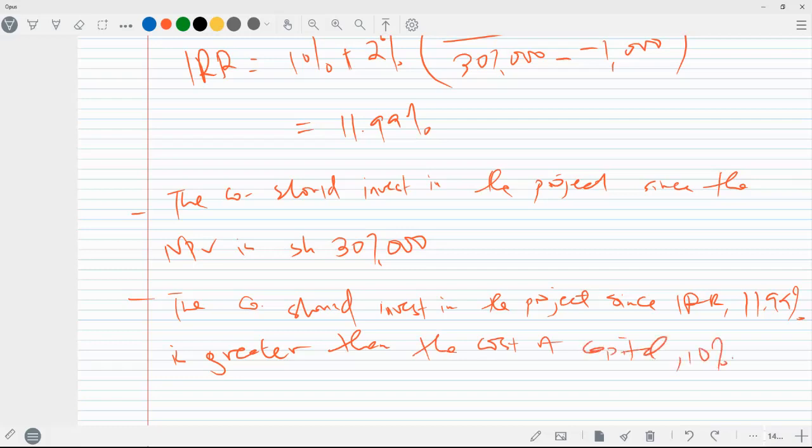10%. That's what you're meant to do in that particular question: the use of NPV, the use of the IRR. Any questions so far? There'll be a question in the exam, by the way. So I suppose you will be able to do the question if the examiner presents it to you.